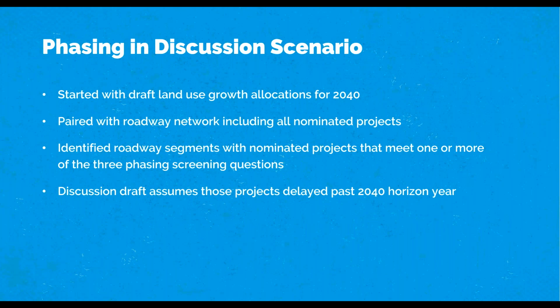So, phasing in the discussion scenario, and this is particular to the highway capacity projects that we sent out to the registrants to the webinar and some other staff that have participated in the project call. Again, we started with the draft land use allocations for 2040. We paired that with an all nominated projects list, and we identified roadway segments that meet one of those three phasing flags. And from that analysis, we've identified projects that we wanted to definitely include in the discussion scenario. That's all keyed in one column in the project list that indicates the status in that discussion scenario. Hopefully that's clear.